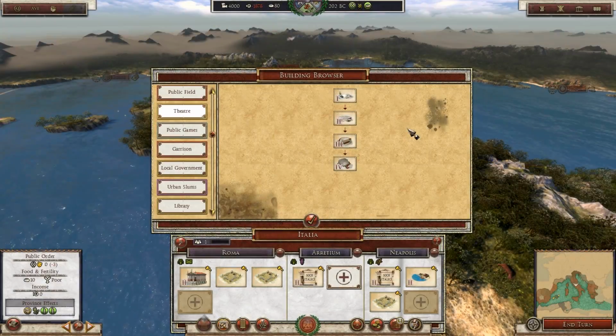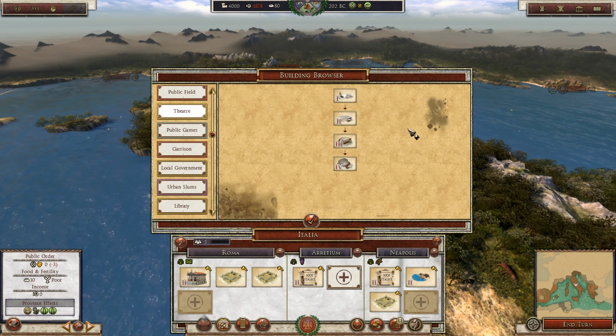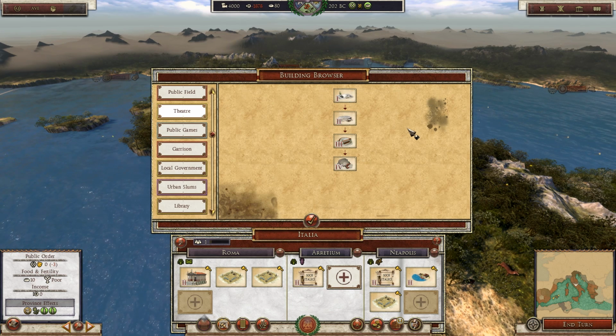Theaters have not been finished in my current build, but we can assume that a massive amount of happiness will be provided, as well as some other related perk.